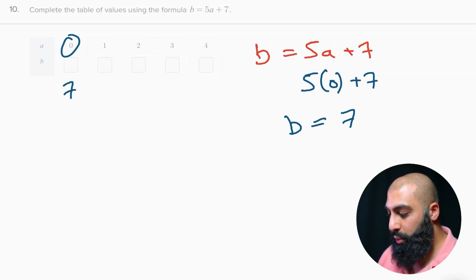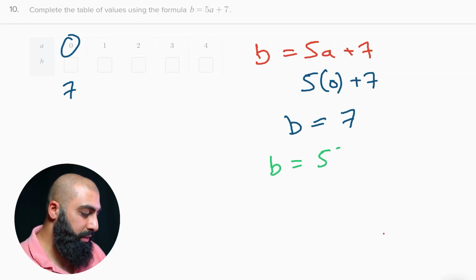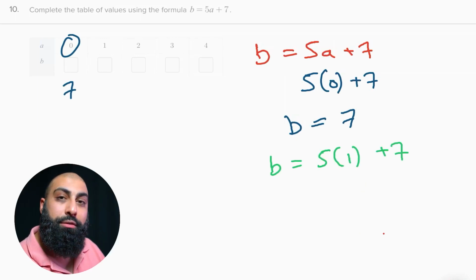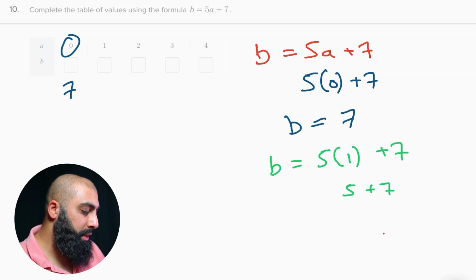And then when a is equal to 1, we can substitute that. b is equal to 5 times 1 plus 7. 5 times 1 is 5, plus the 7 is equal to b. Therefore, b is equal to 12.